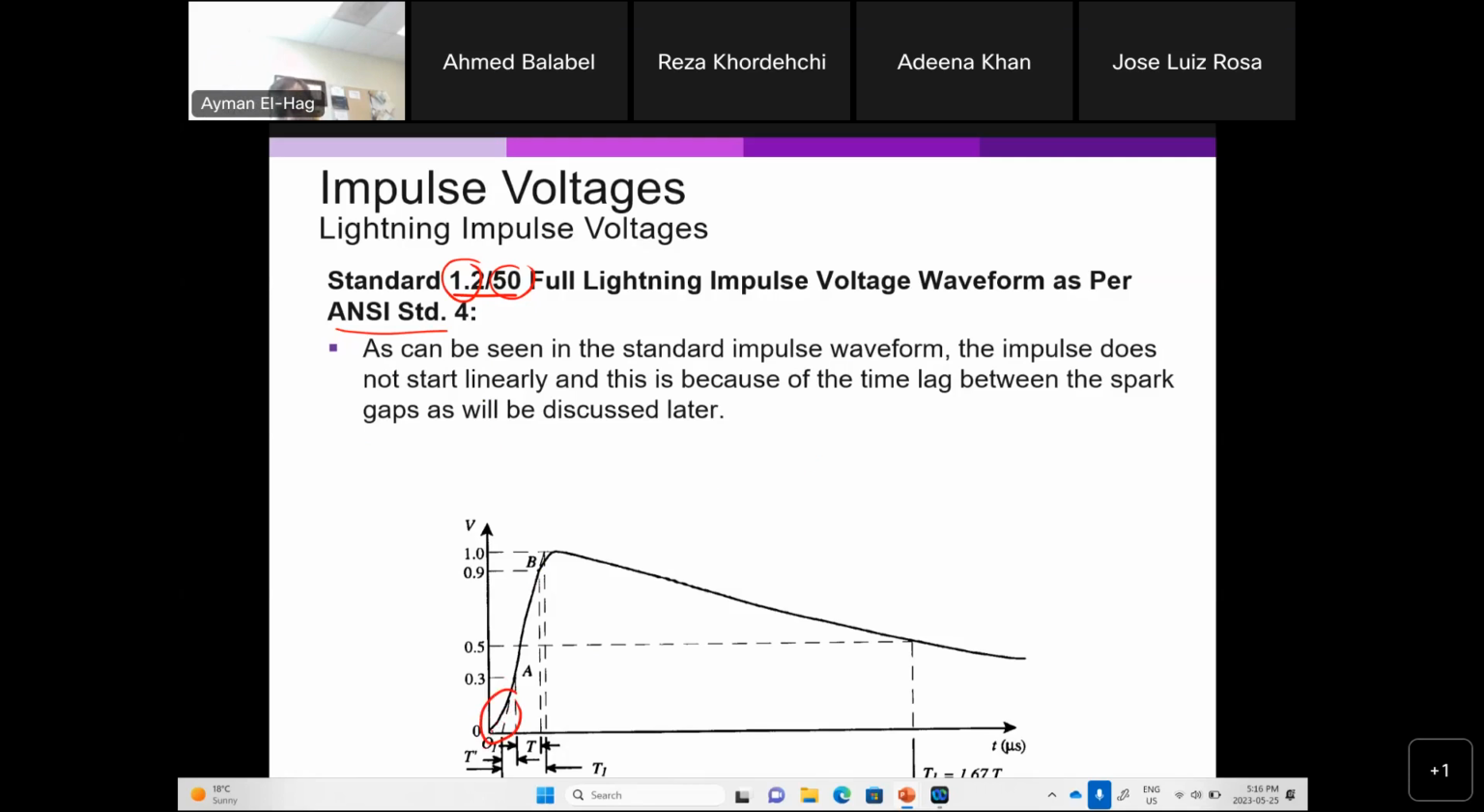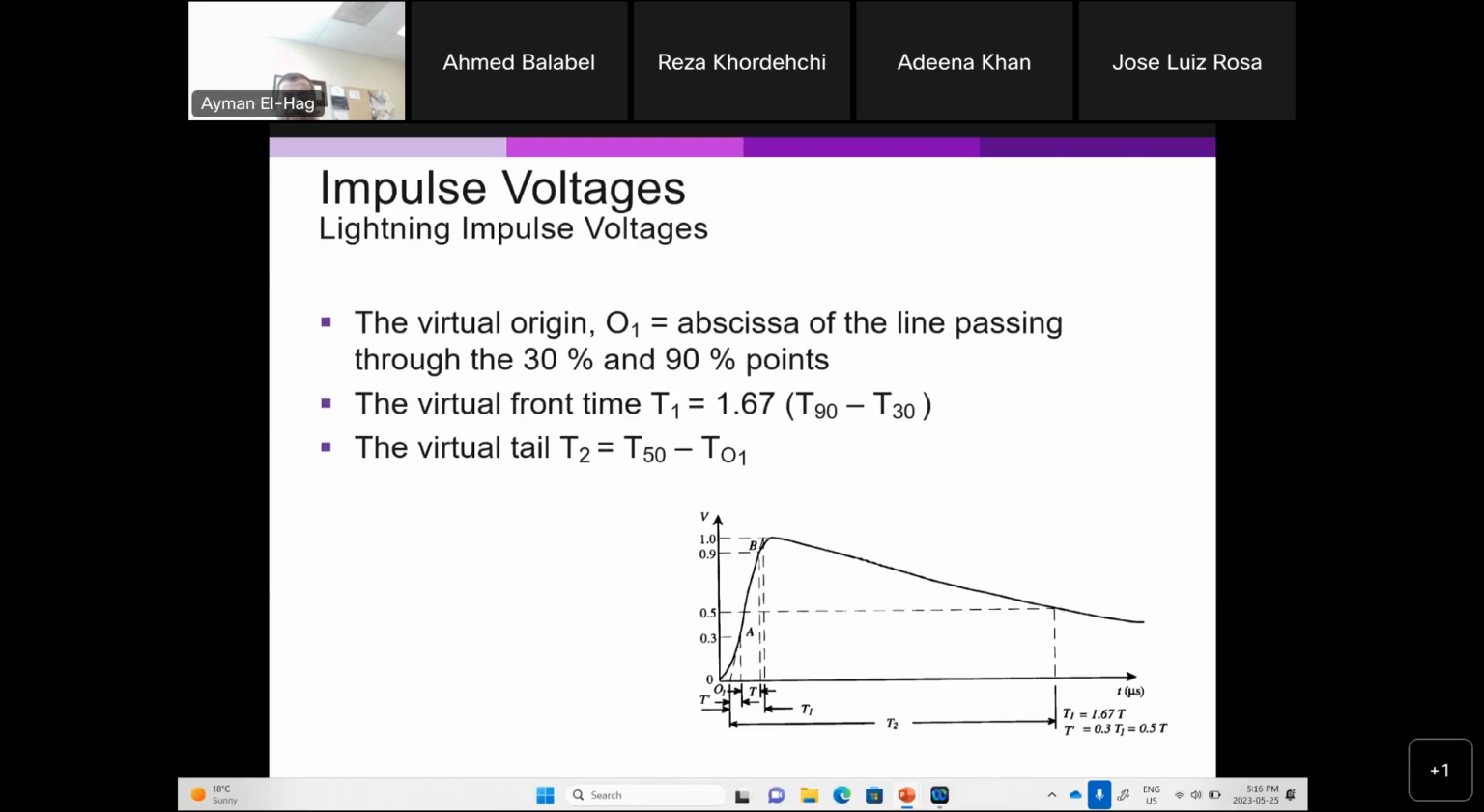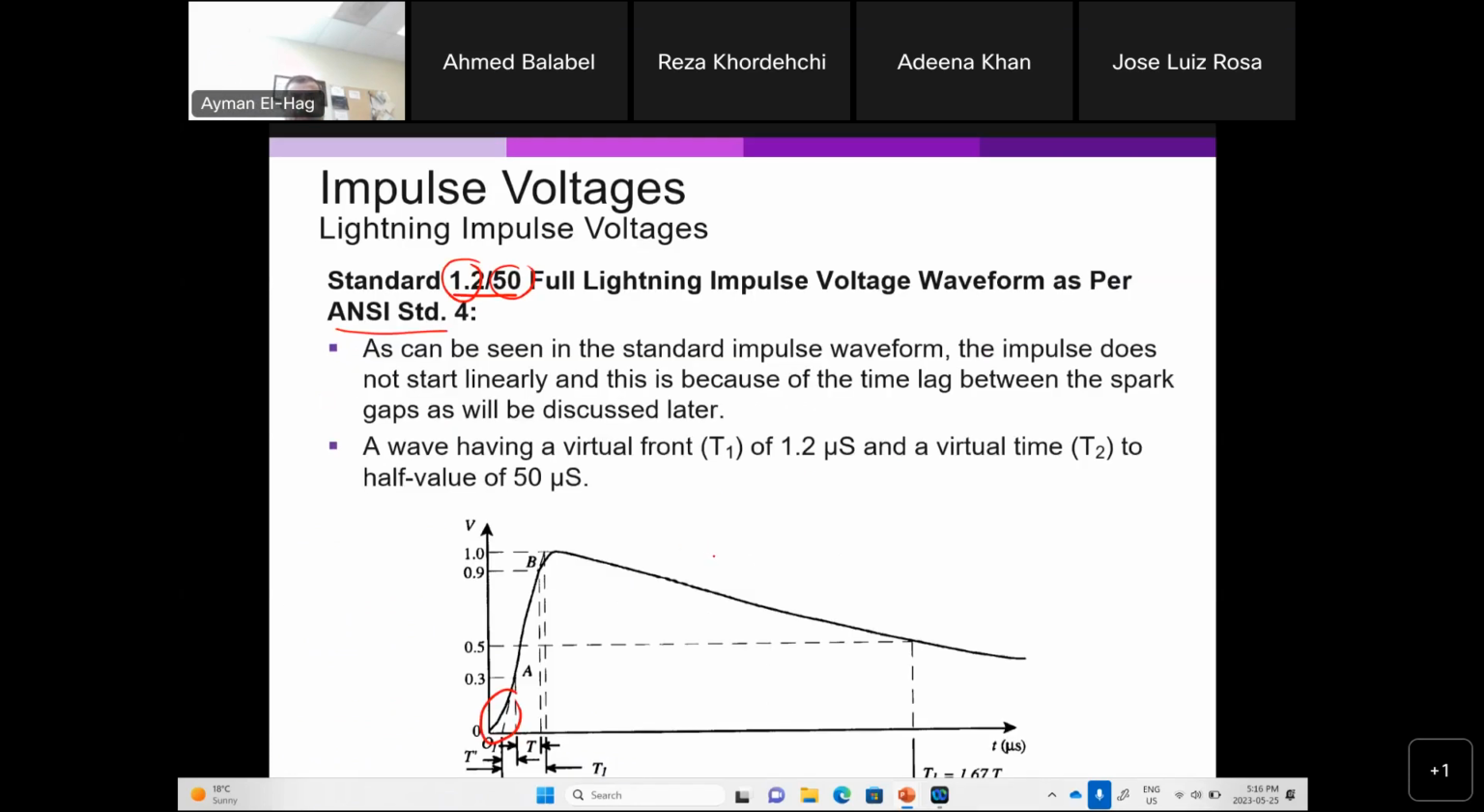Okay, and that will make it hard for us to decide the starting of your impulse. So for that reason, now we will have something called the virtual front. Now what is the virtual front? The virtual front, basically, which is the 1.2 microsecond: you come here at 0.3 of the value of the crest, and 0.9, and you draw a straight line between the 0.9 and 0.6, and whatever intersection with the x-axis, that is your virtual start.